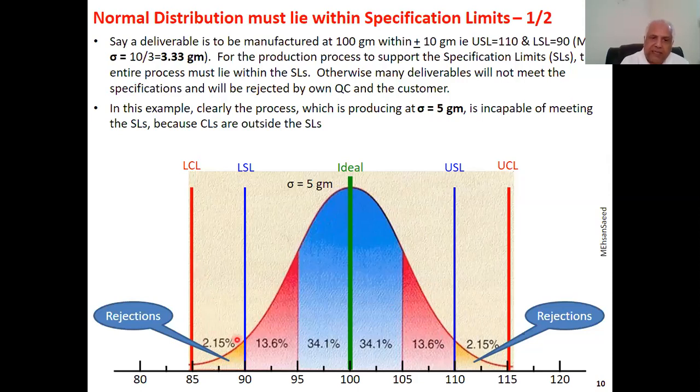What it implies is that anything that goes outside the specification limits, like this bit here and this bit here, or the items falling in this area, would be straightaway rejected in the quality control. In this particular case, we are thinking of 4.3% rejections, which is a fairly large number, considering that in a three sigma process, the maximum rejections that are allowed are three. Here it is 4.3. So this process is well below three sigma.